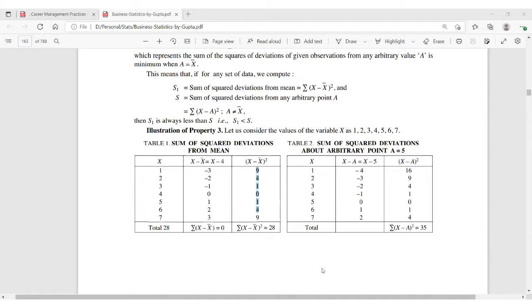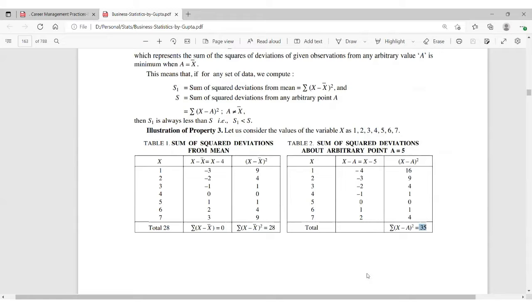Now, the sum of these numbers is 28. Let me take another number, any number other than the mean. It may be less than the mean or more than the mean. Let me take the value 5, arbitrarily. 1 minus 5 is minus 4. Similarly, 2 minus 5 is minus 3, and so on. Make the squares of these numbers. It comes to be there. The addition is 35.